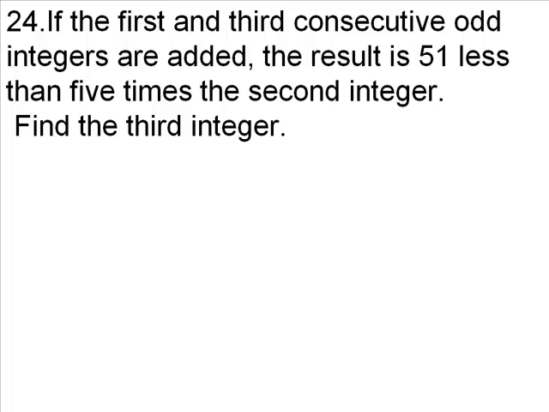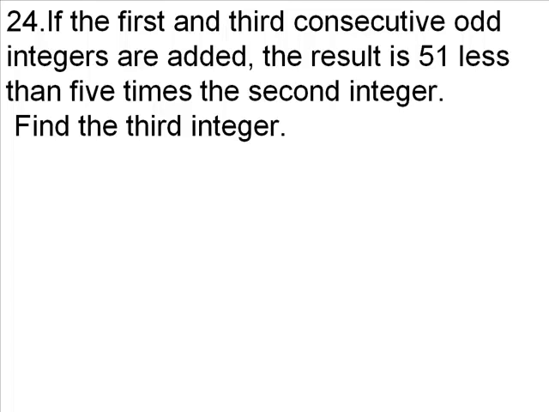Well, consecutive means like 1, 2, 3, 4, 5, 6, 7, 8, 9, 10, one after the other. Consecutive odd integers are like the first, the third, and the fifth: 1, 3, 5, 7, 9, 11. Those are consecutive odd integers. Now, let's look at the number 1 and 3. Those are consecutive odd integers.